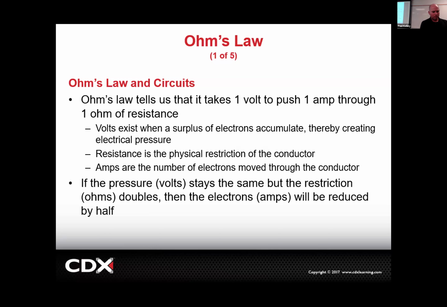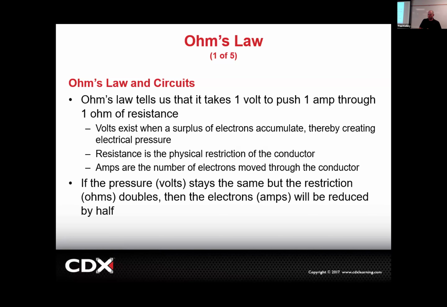Now, a thing to remember in that calculation is if the pressure stays the same, but the restriction doubles, the amps will be reduced by half. Let me say it how I would say it. Your voltage stays the same, right? But if you double your resistance, your amperage will be half. See how it's proportional there, like we mentioned a couple times?